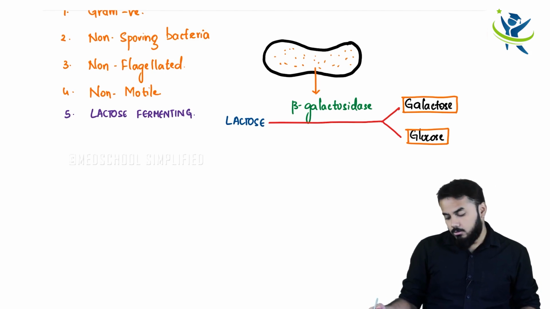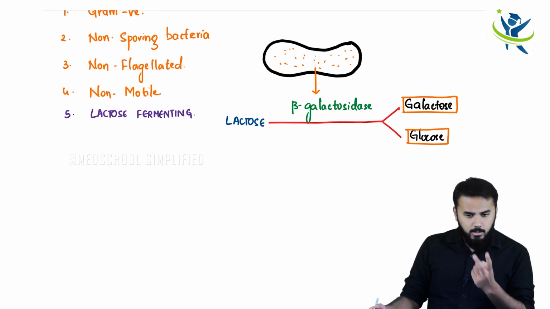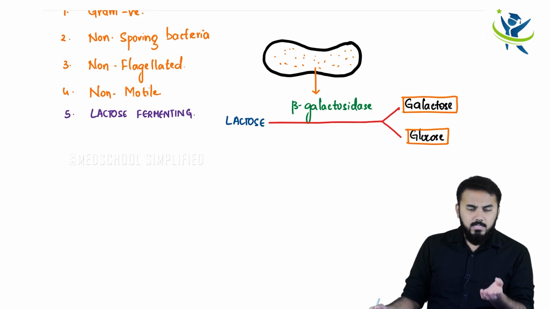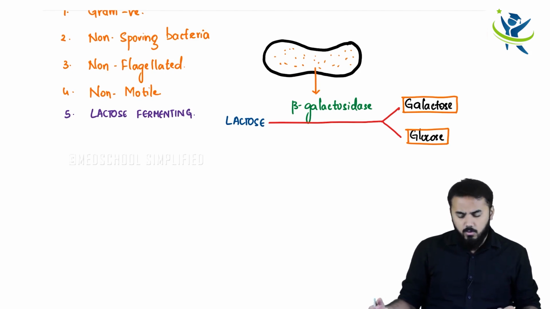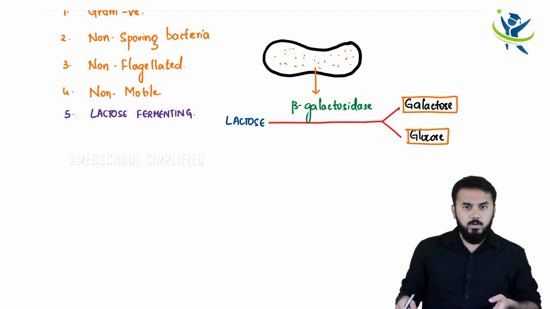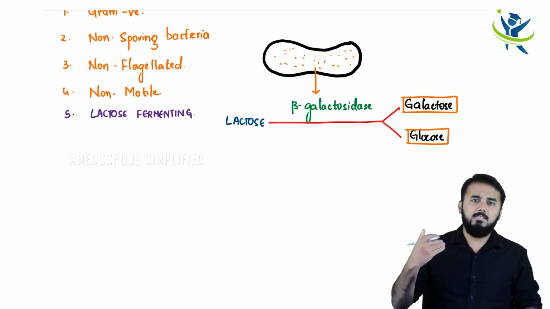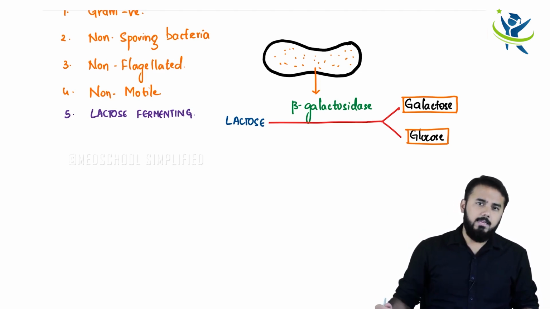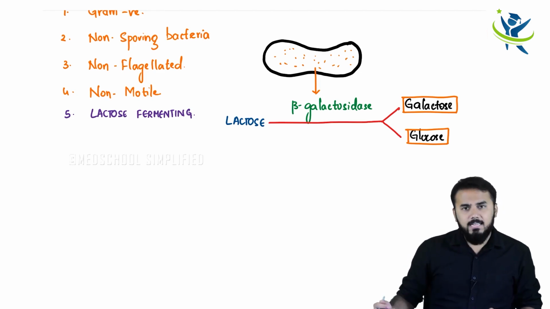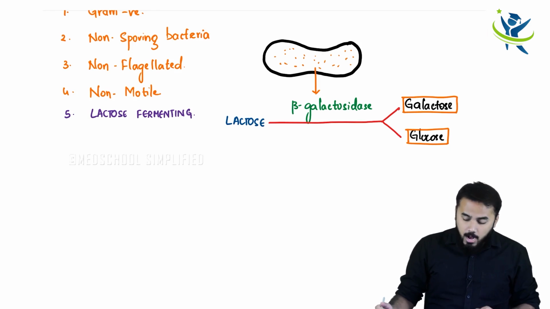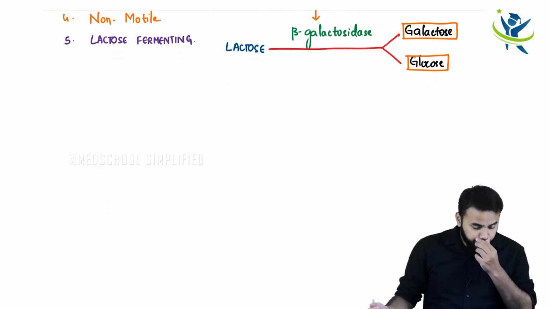Okay, fine. Can I see with my naked eyes whether this bacteria is releasing beta galactosidase? Obviously no. How can you see an enzyme? You cannot see it. But I can prove to you that this bacteria is a lactose fermenting bacteria. Now how do I prove this? Look here.